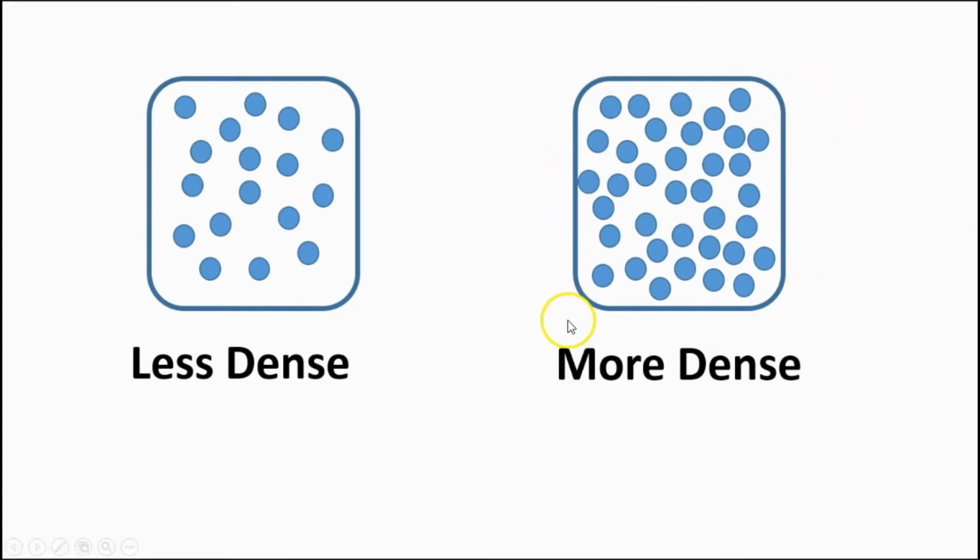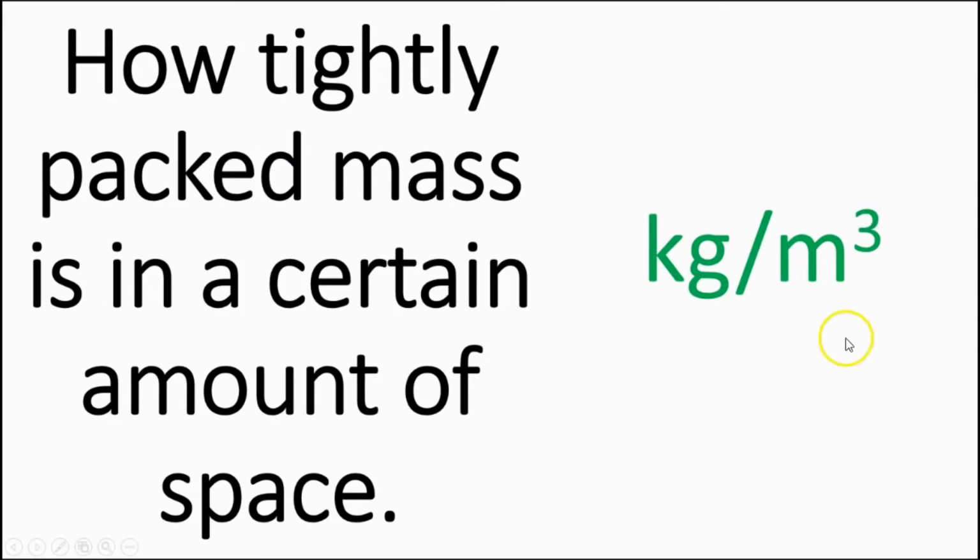For example, the second figure shows a more dense material, whereas the first figure shows a less dense material. This is because in the second figure there is a large amount of material in the same volume as compared to the first image, in which there is a smaller amount of material in the same volume.